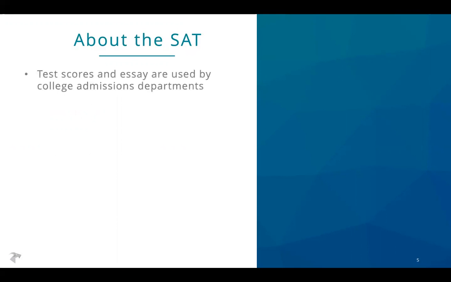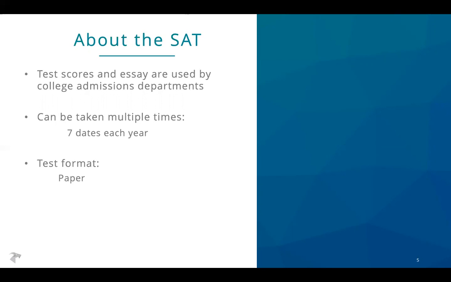As you probably already know if you're here, test scores in the essay, which is optional now for the SAT, are used by college admissions departments. The SAT can be taken multiple times, and many students will take it more than once. So especially if you start early enough in the process, you'll certainly have time and wiggle room to be able to take the test on multiple occasions if you want to see if you can do better. It's offered on 7 dates each year. And as of now, the test is offered on paper.